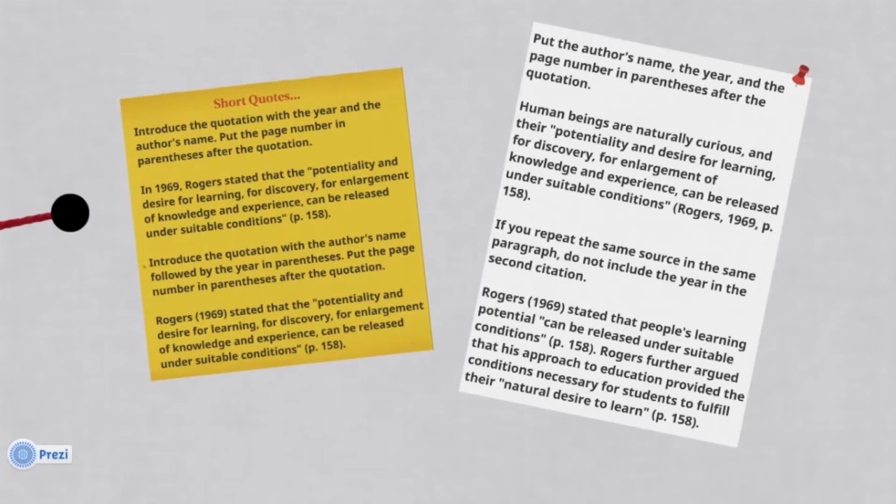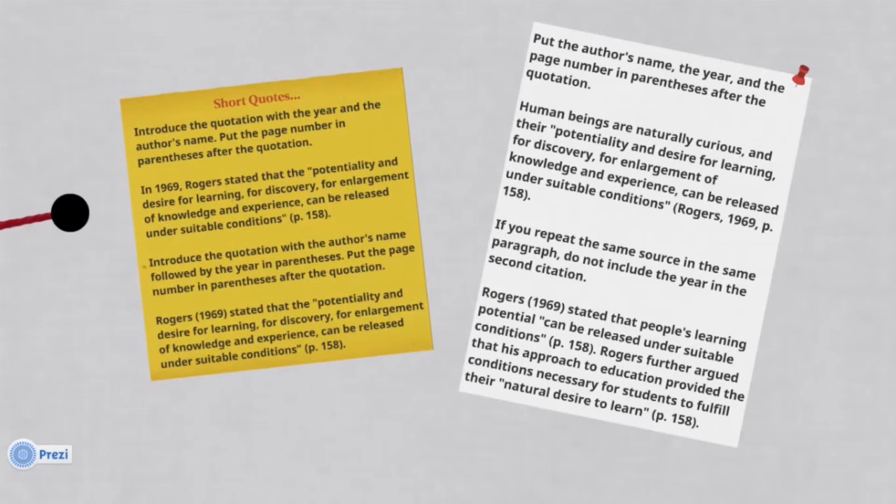Here are some other ways that you can integrate quotes into your research papers. Introduce the quotation with the year and the author's name. Put the page number in parentheses after the quotation. So here's an example. In 1969, Rogers stated that "the potentiality and desire for learning, for discovery, for enlargement of knowledge and experience can be released under suitable conditions." End quote, page 158.